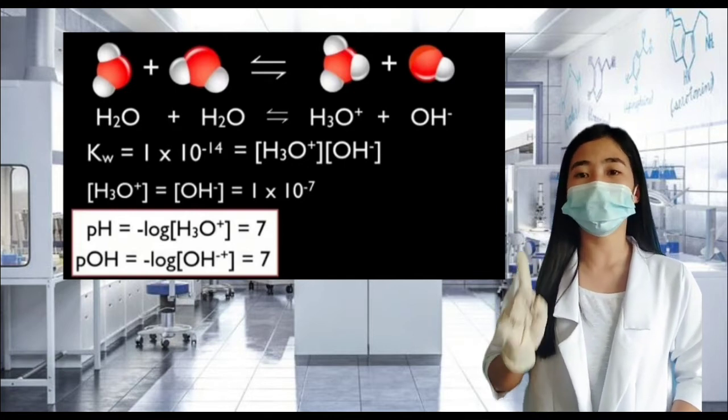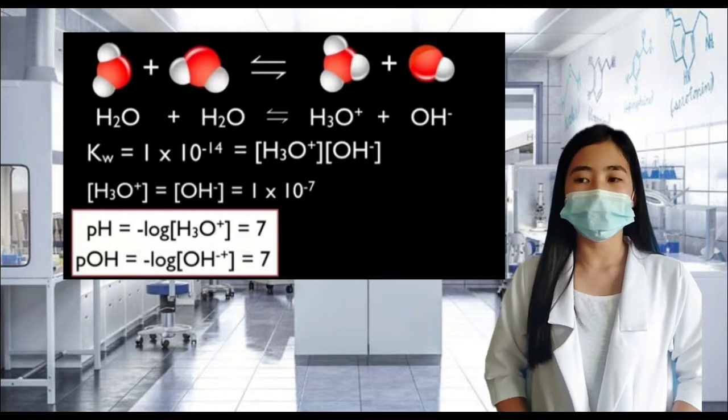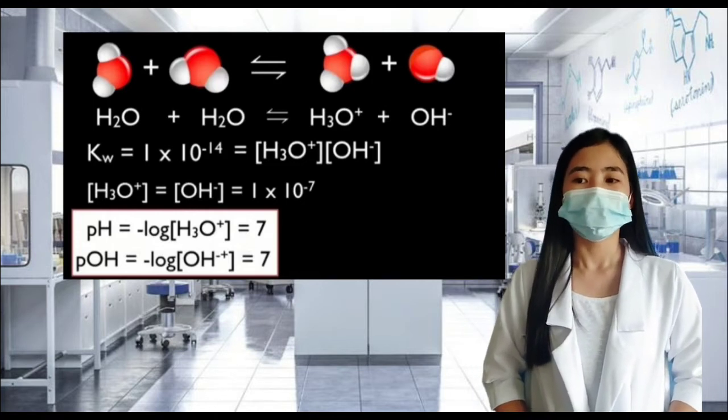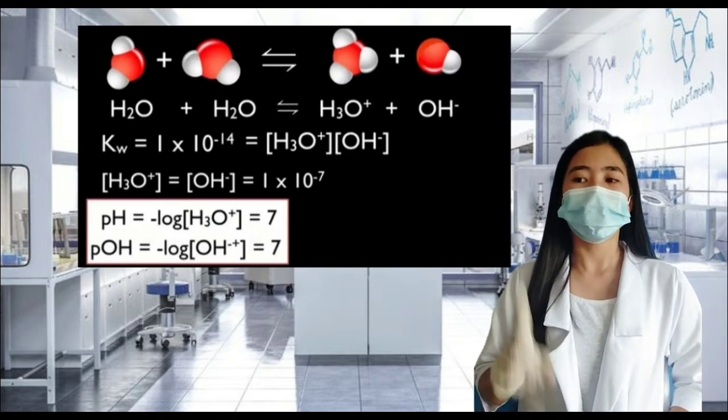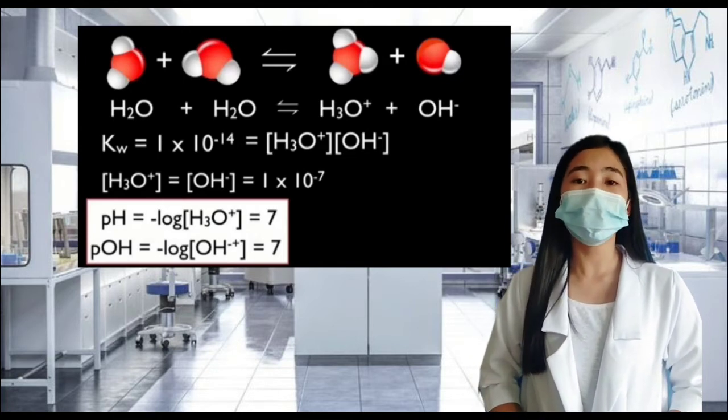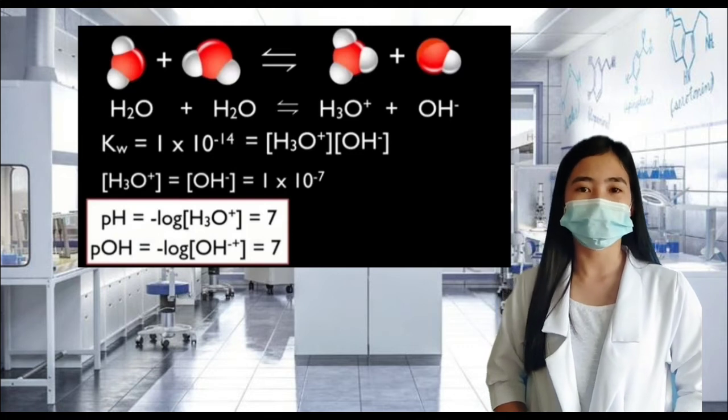It is easier to deal with it in that way because it is a small number. Likewise, pOH is 7 as well. So if we add pH to pOH, it is equal to 14.